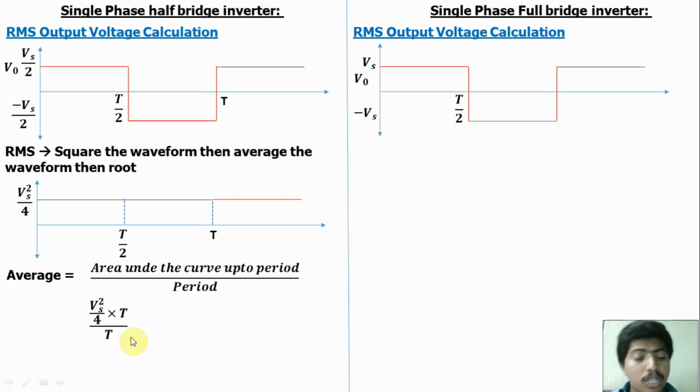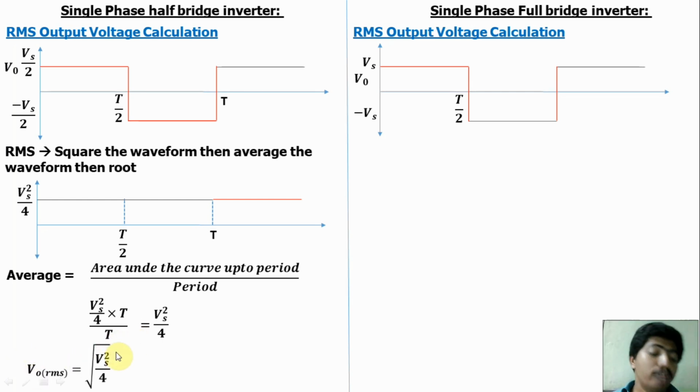Period is equal to T. If we simplify the equation, we get Vs square by 4. So the average value for the squared waveform is Vs square by 4. Now we have to take the root of the average of the squared waveform. If we take the root value and simplify these equations, we get Vs by 2. So the RMS output voltage for the single phase half bridge inverter is Vs by 2.